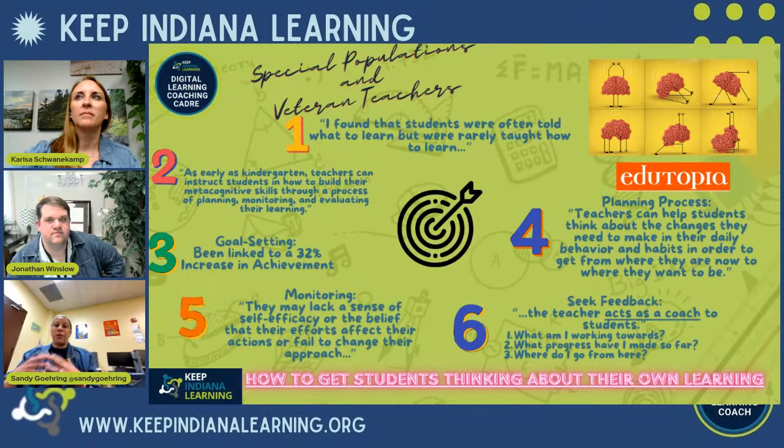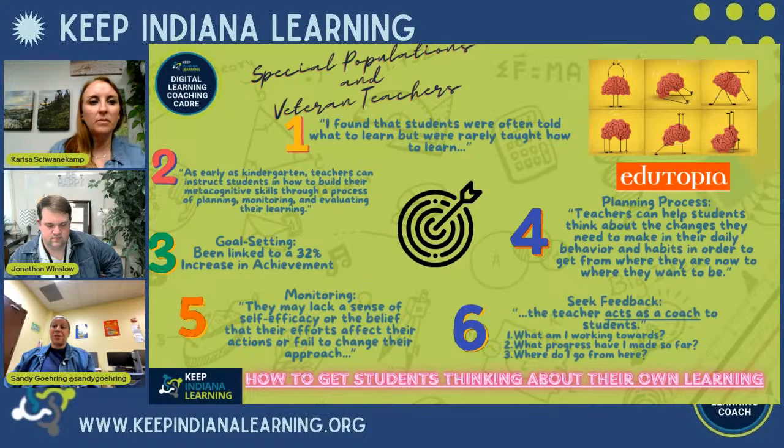It just means that we're going to see that increased achievement. Jumping over to number 4, thinking about planning. Teachers can help students think about the changes they need to make in their daily behavior and habits in order to get from where they are now to where they want to be. I think that both of those pieces, your behavior and your habits, really thinking about what am I going to do to become a better learner and a better thinker.